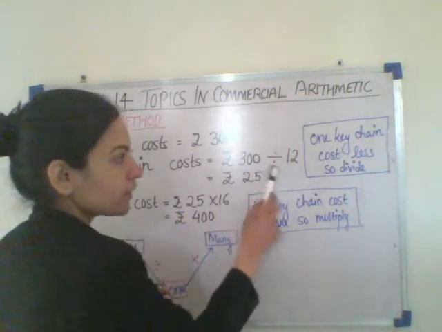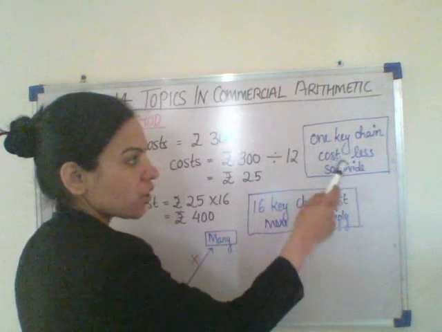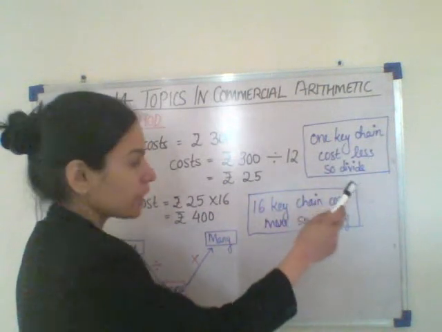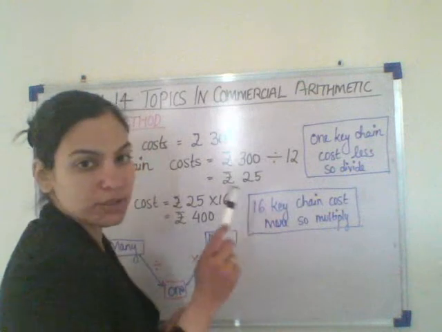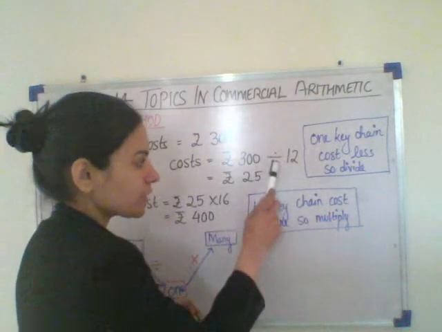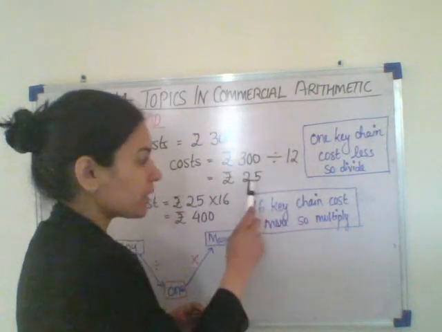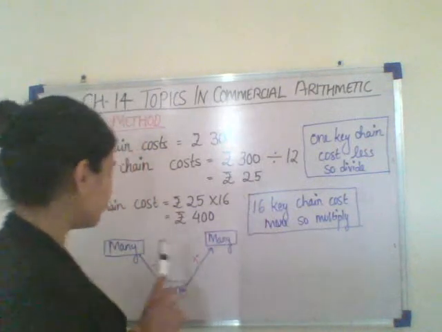Why are we dividing here? Because one keychain costs less, so we will divide. One keychain will cost less, so we are dividing here. So 300 divided by 12 is equal to rupees 25.